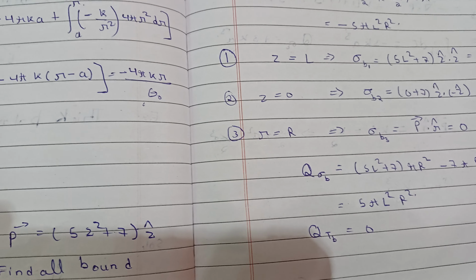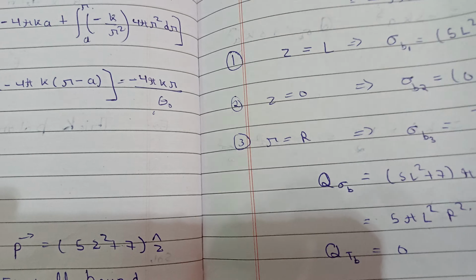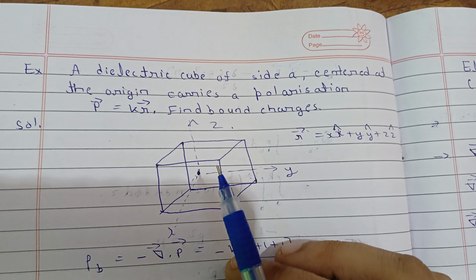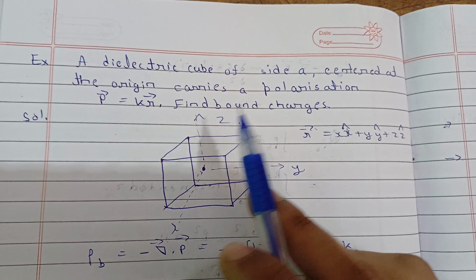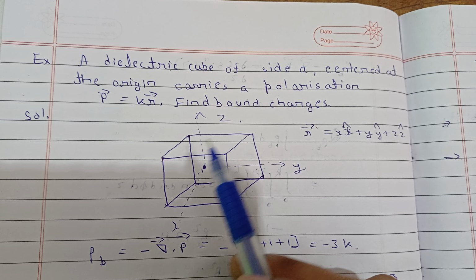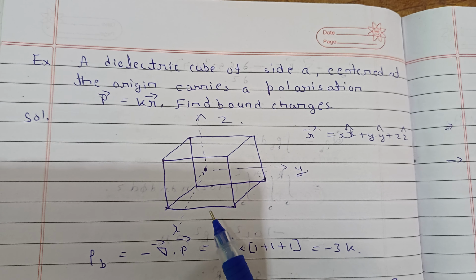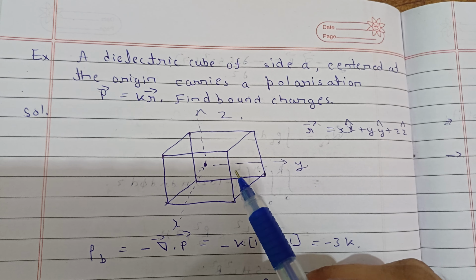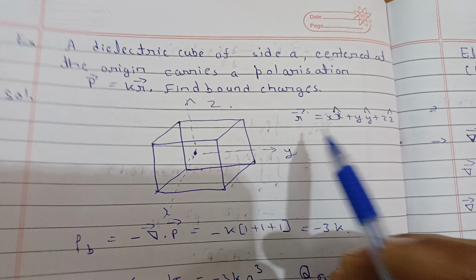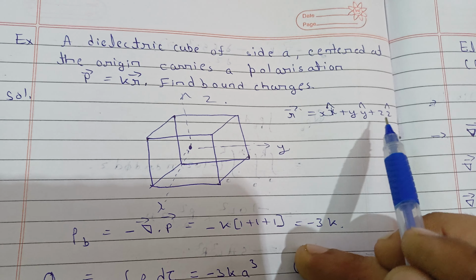In the last lecture we were discussing bound charges and we discussed some examples. So let's take one more example. A dielectric cube of side a centered at the origin carries a polarization P equal to K r. Find the bound charges. So this time a cube structure is given to us and we need to find the bound charges. This symmetry can be solved very easily in Cartesian. That's why we have taken r as x cap, y cap and z cap.